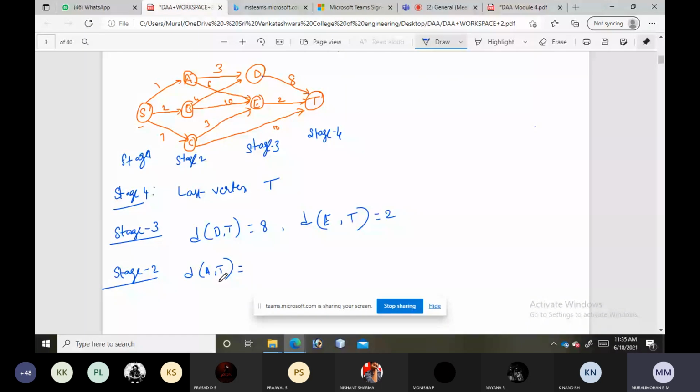What is the distance of A to T? Are we having a single path here? No, right? So one is A to D, T is there. Next A to E, T is there. So what we will do? We will use minimum function, minimum of, we will take this path A to D, D to T. So what is A to D? 3 plus, already we solved the distance from D to T, right? Already we solved here. We will take the same.